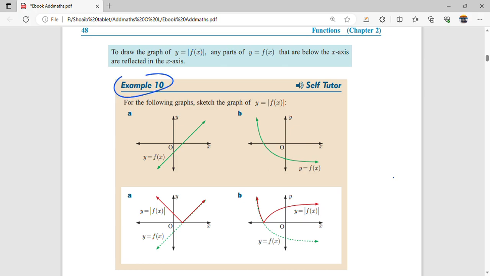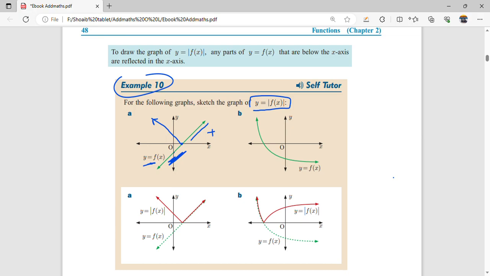For example, we have two different graphs here. The first one is y equals f(x), and we have to sketch the modulus of f(x). So all the values which are in the negative region, this one would shift toward the positive. These values are all positive. This is the point where it is about to go into the negative region. From this point, the y coordinate will reflect all the values in the positive direction.